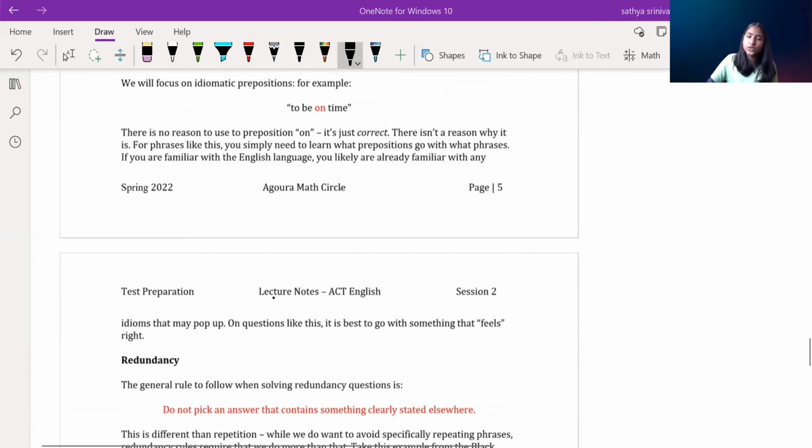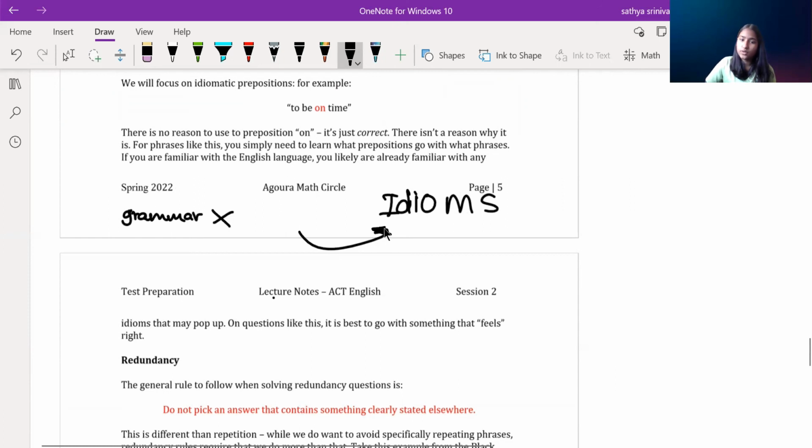So for questions with idioms, for usual grammar questions, we wouldn't say, okay, try saying it out loud and whichever one feels right is the right answer. Don't do that for grammar questions, but for idioms, you want to make sure that you do that because it's just inconsistencies. There's no grammatical way to find an idiom, right? It's just whichever one feels right, whichever one you're already familiar with.